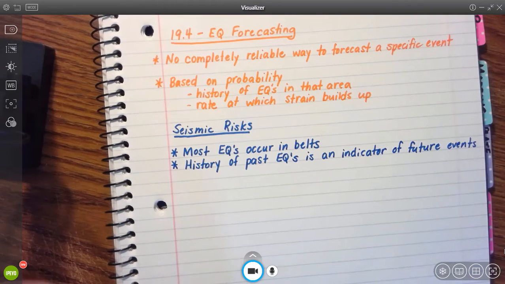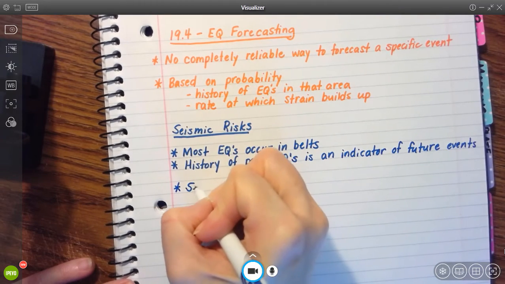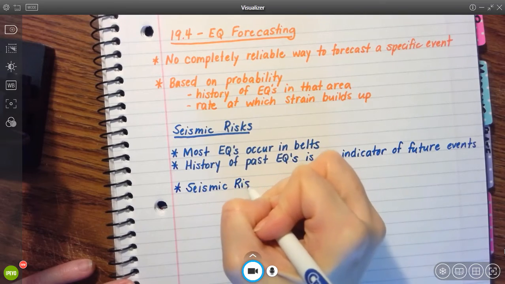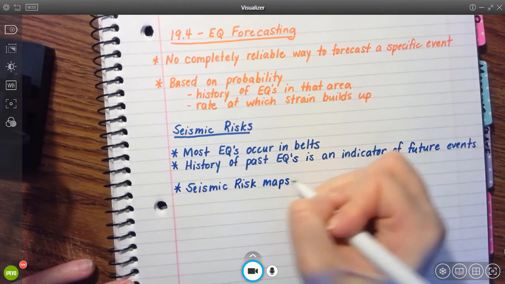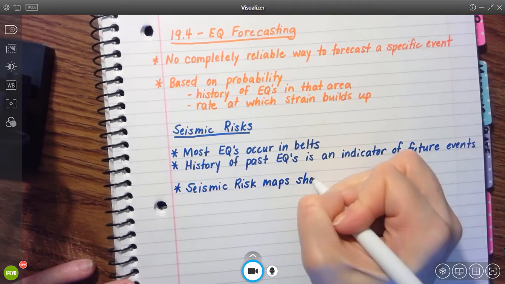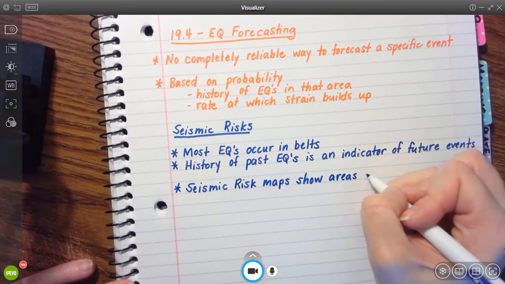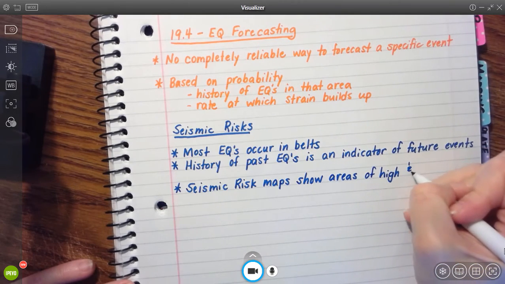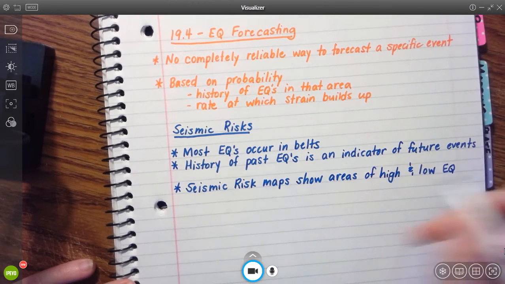They take this data and they use it to create a map, which is known as a seismic risk map. Seismic risk maps show areas of high and low earthquake probability.